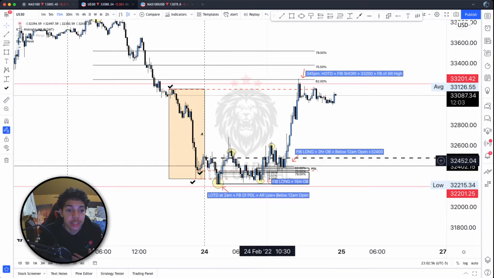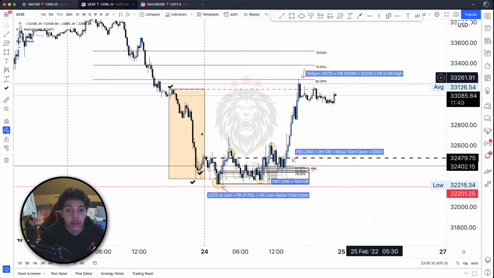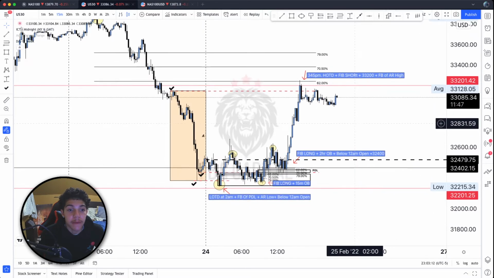But overall, I wasn't able to catch the full expansion. I got out of the trade once price started retracing somewhere in here because it was already around 12 o'clock, and I didn't want to hold the trade anymore because it was a lot of consolidation and it wasn't moving. So I got out, but as you can see, price eventually went all the way to 33,200, which is the high of the day. And that's really it.